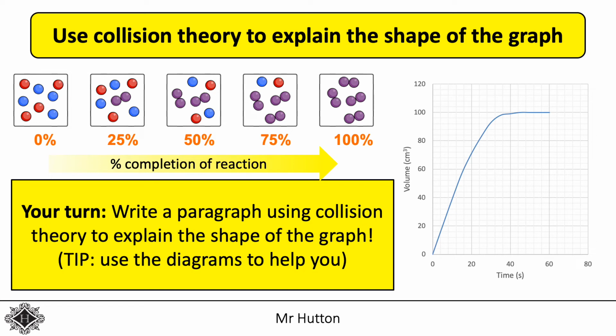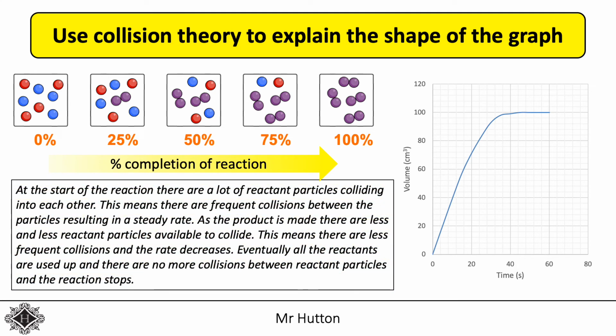So what we're going to do now is try and write a paragraph using collision theory to explain the shape of the graph. Here's an example I've come up with, the sort of thing that you'd be expected to say. At the start of the reaction, there are a lot of reactant particles colliding into each other. This means there are frequent collisions between the particles, resulting in that initial steady rate. So that's point 1 on our graph.